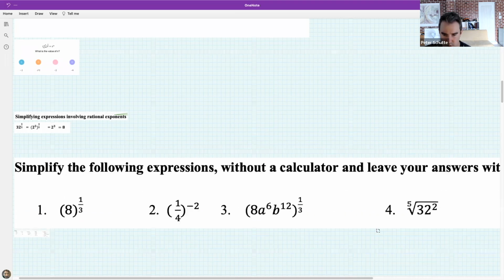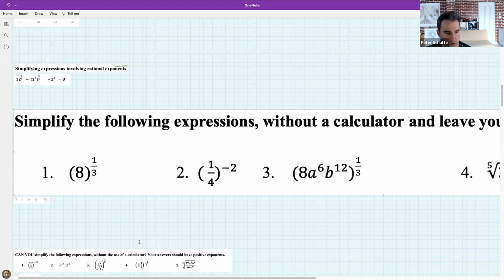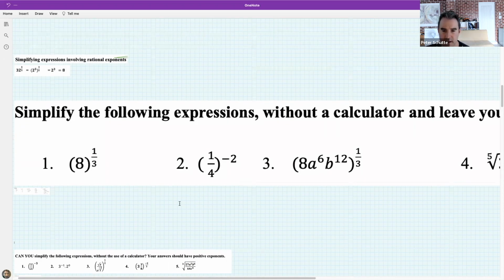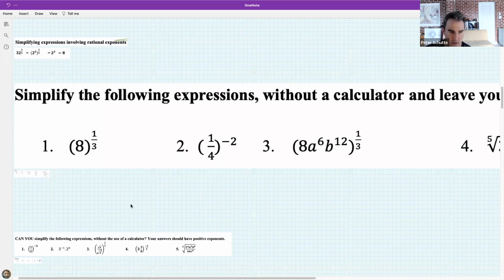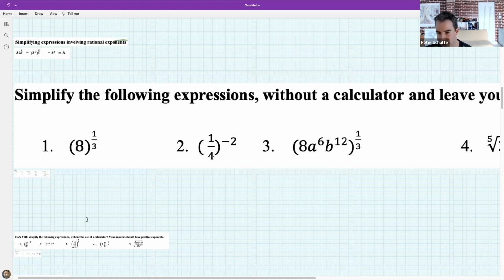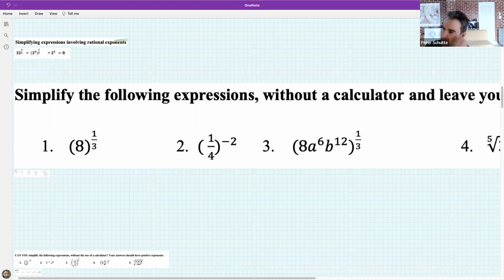So what I want to do is I want to ask you to solve question 1, 2, and 3, and then we are finishing off for today. So what is, first of all, 8 to the power of a third? What is a quarter to the power of -2? And what is this whole thing to the power of a third? See if you can answer that, and then pop your answers in the chat if you can. And then we're going to call it a day for today. I think we've done a lot of working with fractions and powers and stuff like that.